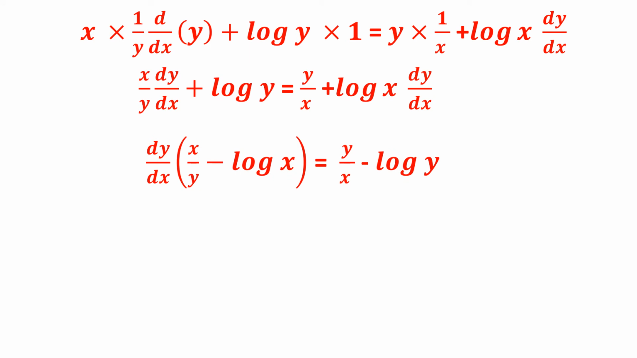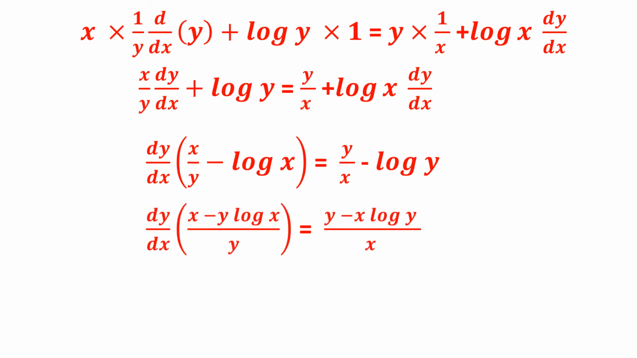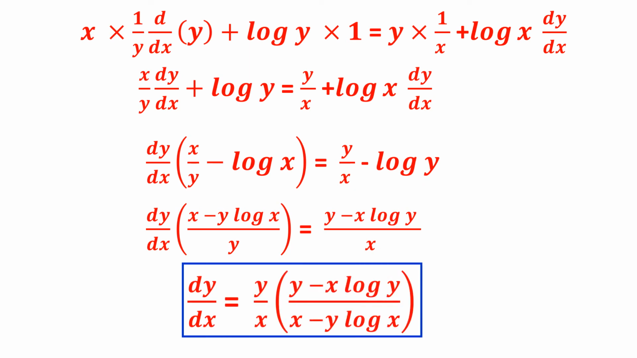Collect all dy by dx terms to one side. dy by dx into x by y minus log x is equal to, the term not containing dy by dx will go to the right hand side, y by x minus log y. For dy by dx into, if you take LCM, y as the LCM, it will be x minus y log x upon y is equal to y minus x log y upon x. Therefore dy by dx is equal to y upon x into y minus x log y upon x minus y log x. You can bring that y inside also, x inside also, not going to have any impact.